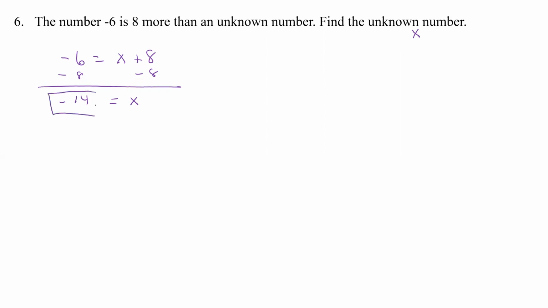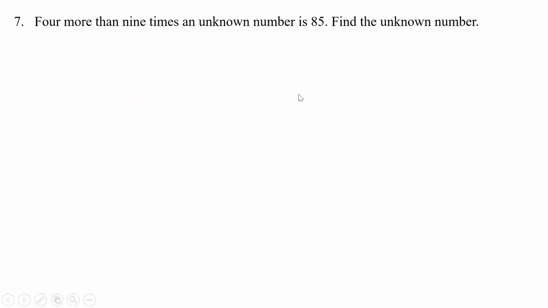Let's check it. So does -6 equal -14 plus 8? Well, we take the larger minus the smaller, so 14 minus 8. Well, that's going to give us a 6. The larger one had a negative, so -6 equals -6. That checks, so that looks good.